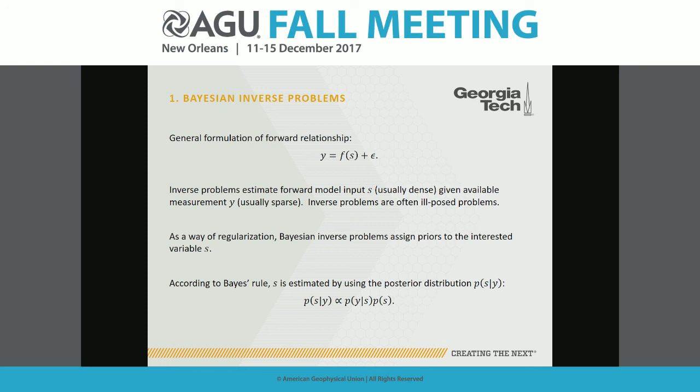And to solve such problems, we need some regularization. For Bayesian inverse problems, we're using some priors. We assign these priors onto the unknown variable S to prevent overfitting, and this is a way of regularization for inverse problems. According to the Bayes rule and using the Bayesian formulation, we can draw samples from the posterior distribution, and that's our estimate of the variable of interest S.